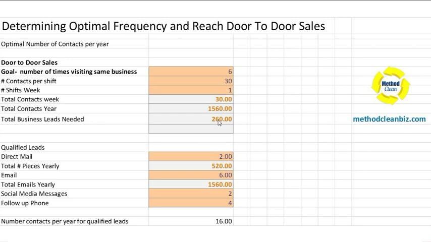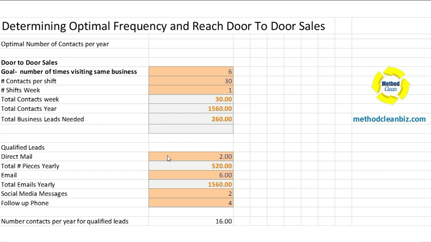Now that we've decided we have 260 businesses that we want to contact door-to-door in a year, the next step is, when I qualify a lead, how do I want to follow up? That's the second stage of the sales funnel: they're a qualified lead, and we want to keep in touch with them. We don't necessarily have to keep going door to door, although you can. At this stage, it's a lot cheaper to follow up through other ways.